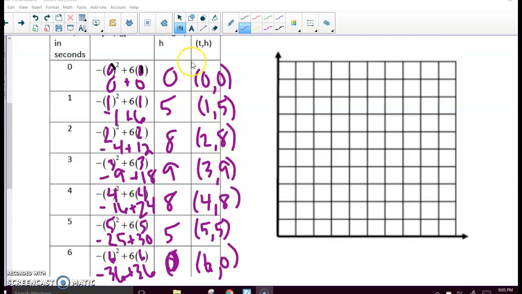Do your values match my values? At 2 seconds, it is 8 feet. 3 seconds, it is 9 feet. Then it starts to make its way back down. At 4 seconds, it is 8 feet. 5 seconds, it is 5 feet. 6 seconds, it is 0 feet.